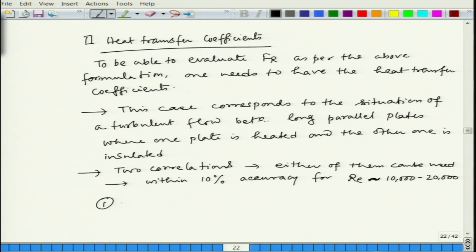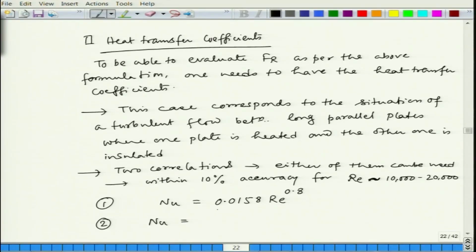Okay. So, what are the correlations? One is this: Nusselt number is equal to 0.158 Reynolds number to the power 0.8. Okay. So, these are the non-dimensional numbers, you know them, I am not going into detail of that, I am just providing the correlation so that you can use them while you solve the numerical problems. And the other is 0.1344 Reynolds number to the power 0.75 divided by 1 minus 1.586 Reynolds number to the power minus 0.125. Okay.